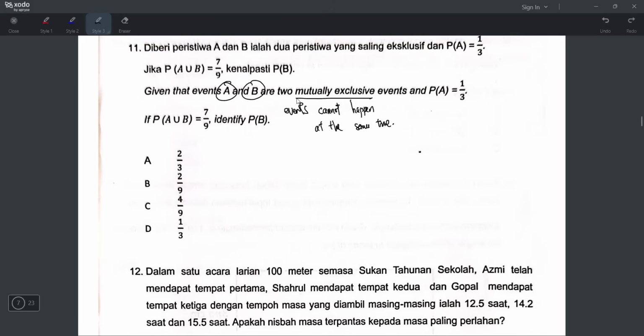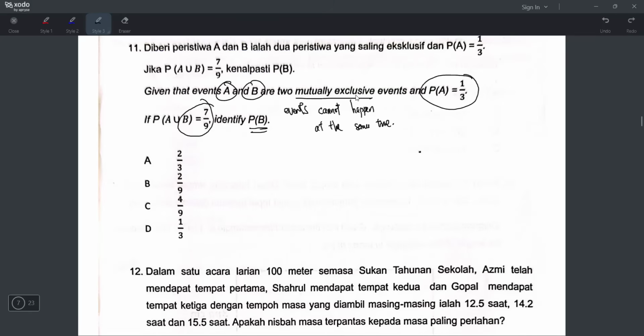So A and B are two mutually exclusive events, and the probability of A is 1/3. Probability of A union B is 7/9. Identify the probability of B. Actually, this is very easy. Just take the 7/9 minus with 1/3. That's all. Okay, let me explain more detail.